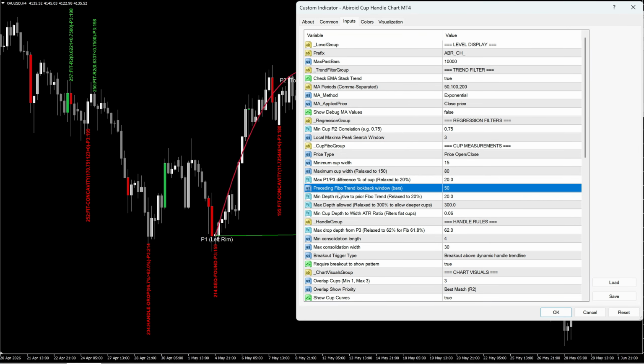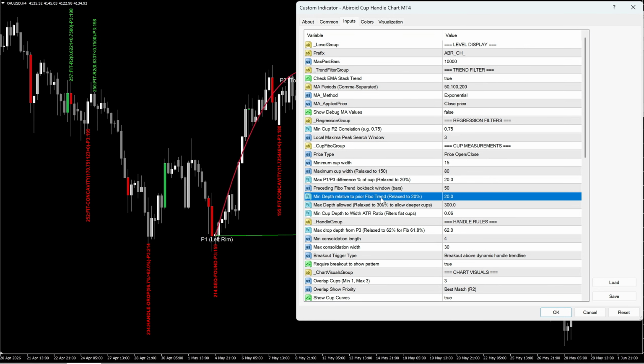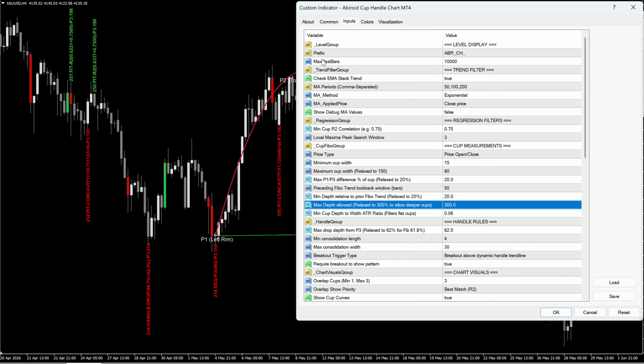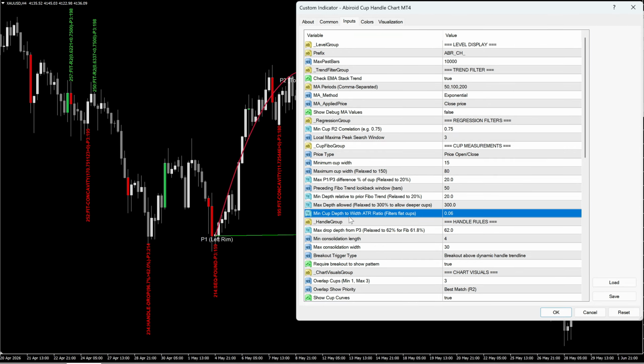bars back. So this is usually important because sometimes price is very slow and sometimes it is making these really long swings. So the minimum relative depth, it needs to be 20% and the max allowed, it's 300. If you don't want those really long and deep cups, you can change this. And minimum cup depth ratio.